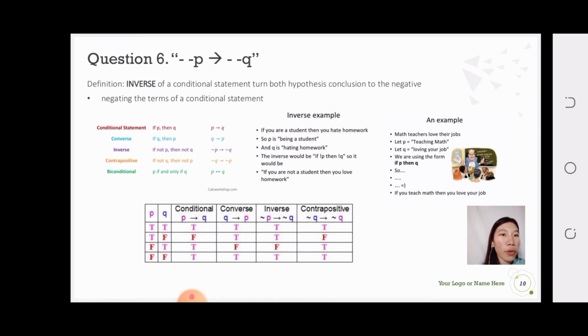And the Q is hating homework. So the inverse would be: if not P, then not Q. So it would be, if you are not a student, then you love homework. So we used the hypothesis they stated, and it results in the negation. If you are not a student, then you love homework.